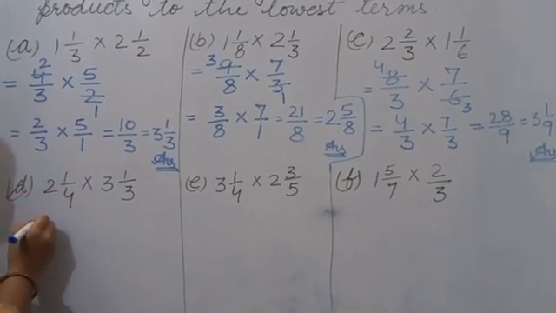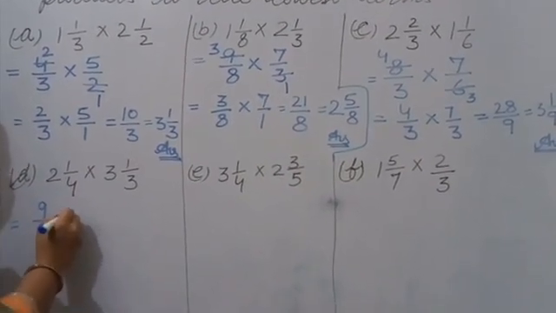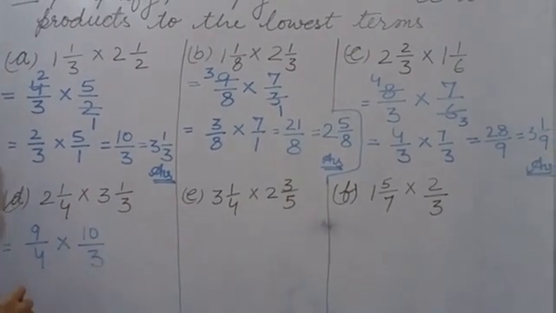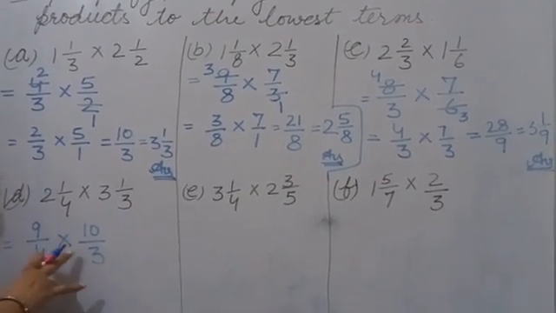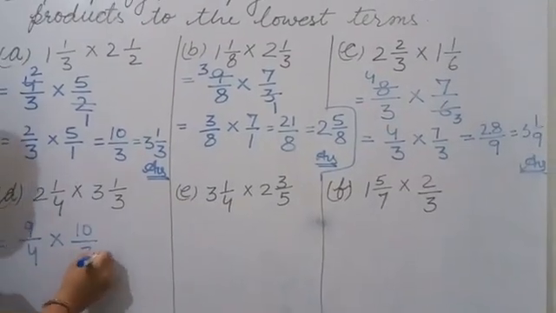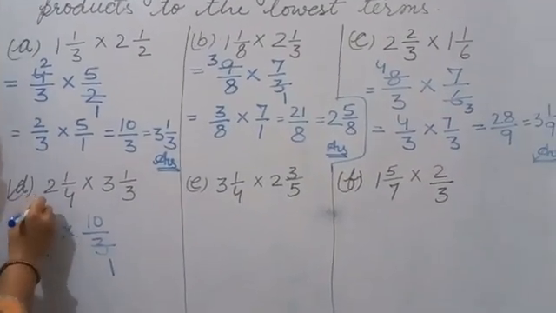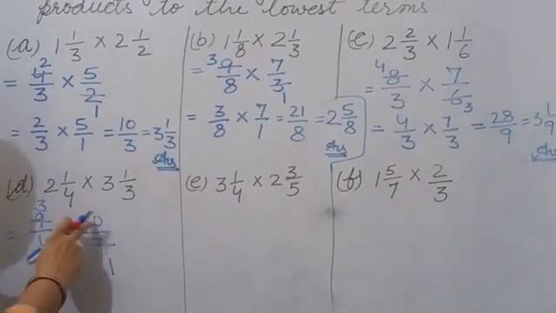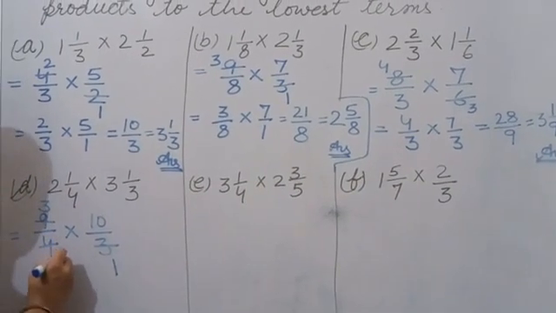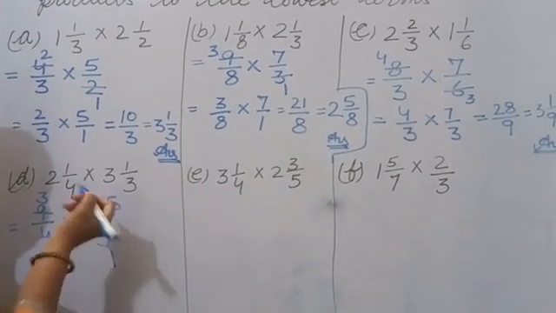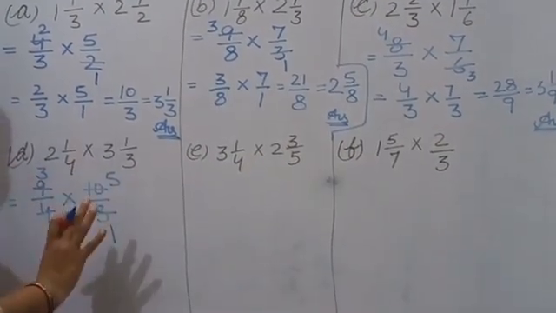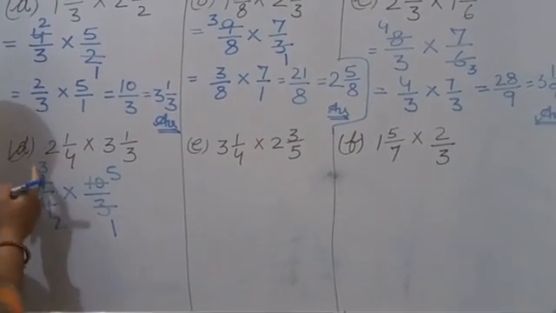4 2s are 8 plus 1, 9 upon 4, multiply by 3 3s are 9 plus 1, 10 upon 3. So now we can see that in the 3 table we have 9, so we can divide by 3. 9 and 3 divided by 3. So 3 ones are 3 and 3 3s are 9. Now from here also we can see that 10 and 4 both come in the 2 table, so we can cancel by 2. 2 2s are 4 and 2 5s are 10. Now in the 2 table we don't have 3 and we don't have 5, which means now nothing will cancel. We will directly multiply.